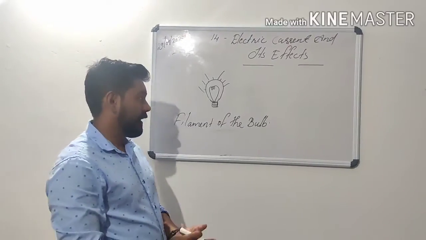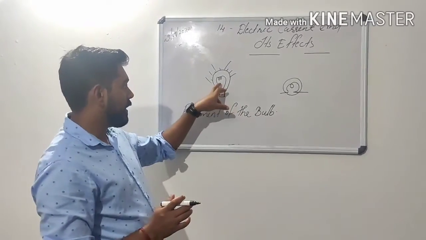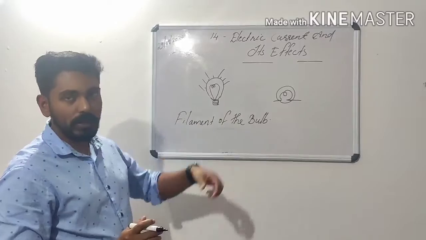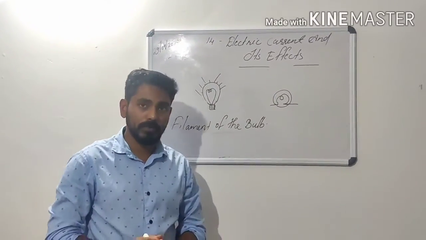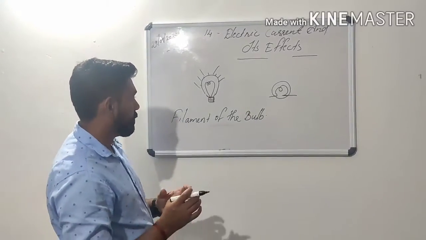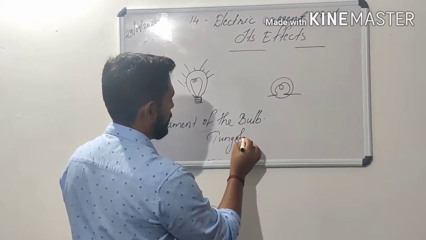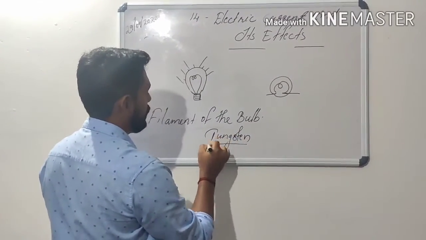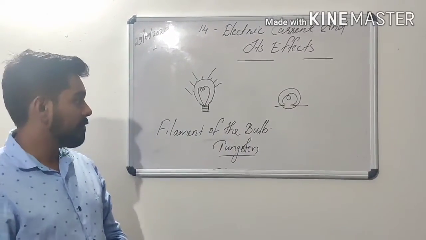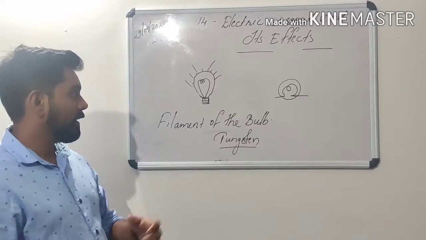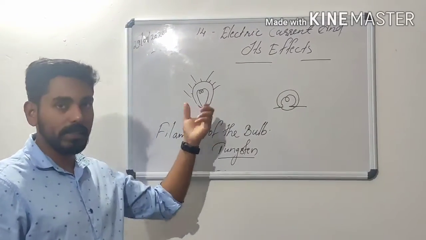And this is a bulb. In an electric circuit, bulb is a common device. When you look at the bulb, you can see a filament here. So this is the filament of a bulb. This filament is made up of a particular material that is called what? Tungsten. So tungsten is the material used to make this filament. It has a high melting point, so it does not melt so fast. That's why we use a filament inside the bulb.